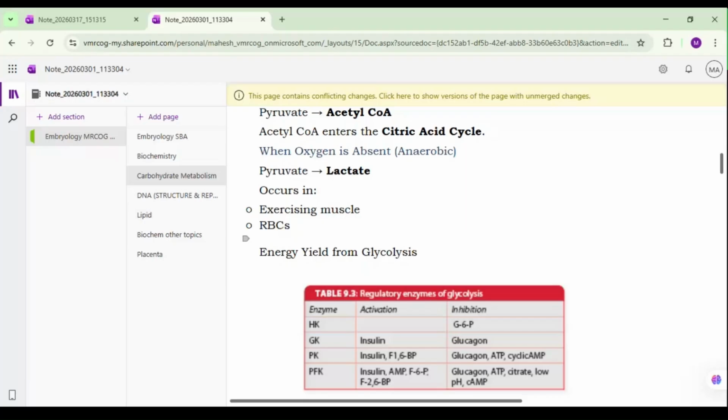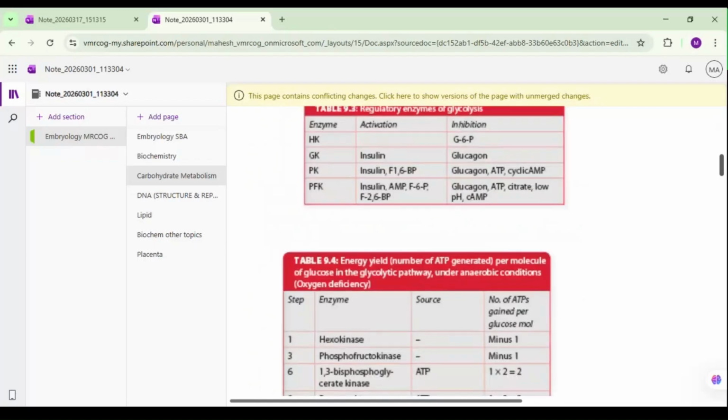Okay, so let us talk about the energy yield. Before we go ahead with the energy yield, let us talk about the enzymes which are regulating this glycolysis. Okay, so there are enzymes like hexokinase, glucokinase, pyruvate kinase, and phosphofructokinase. This phosphofructokinase is the main rate limiting enzyme. This is also important from the examination point of view. What is the rate limiting enzyme for the glycolysis?